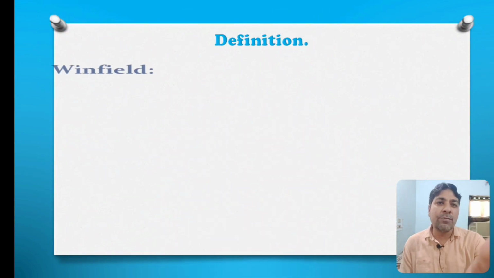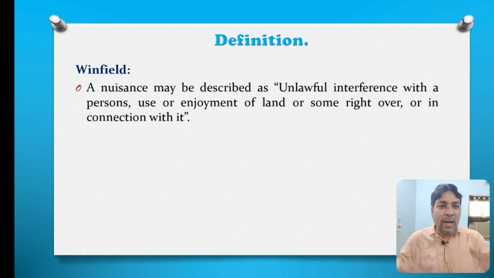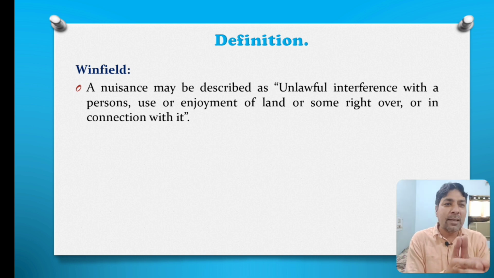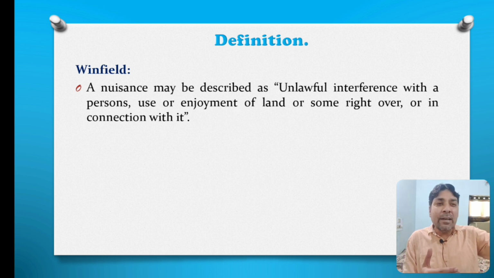Now we will move towards the definition of nuisance. Winfield defines the term nuisance: a nuisance may be described as unlawful interference with a person's use or enjoyment of land or some right over or in connection with it. So according to Winfield, nuisance is an unlawful interference with the person's use or enjoyment of land. If the person who has a right to use or enjoy land faces unlawful interference in that right, it is called a nuisance. I have a right to enjoy or use any land, and if you unlawfully interfere with that right, it is called a nuisance according to Winfield.